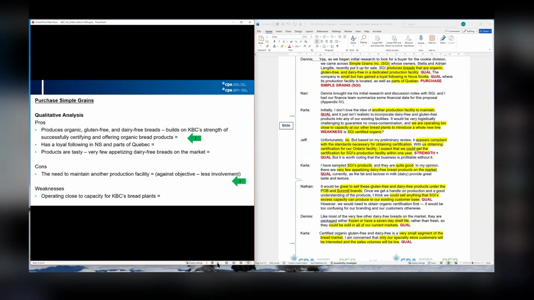A very important con is that they would need to maintain another facility. And this is against the objective of the shareholders. They want to be less involved. So that is another example of integration. Plus, it also talks about the fact that currently KBC's bread plants are operating at full capacity. So I'm going to put that under weaknesses. And I know that I'll probably need that when I'm analyzing maybe this option or some of the other options.